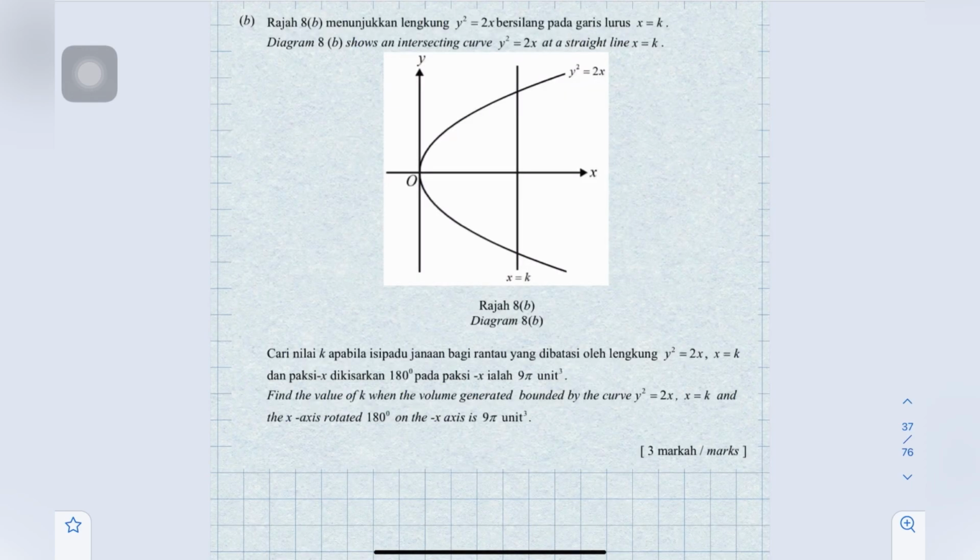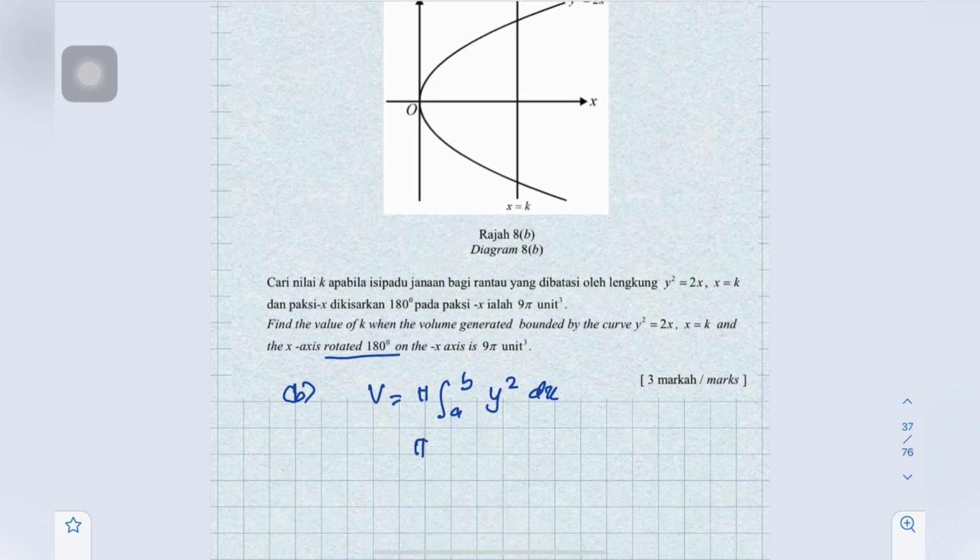Diagram 8b shows an intersecting curve y squared equals 2x at a straight line x equals k. Find the value of k when the volume generated bounded by the curve y squared equals 2x, x equals k, and the x-axis rotated 180 degrees on the x-axis is 9 pi unit cube. Okay, so to find volume rotated about x, pi integral from a to b of y squared dx. Then substitute the lower limit and upper limit. Since it is dx, a and b are values of x.